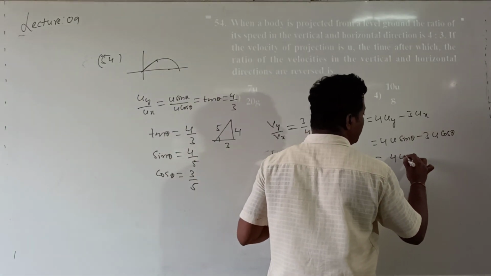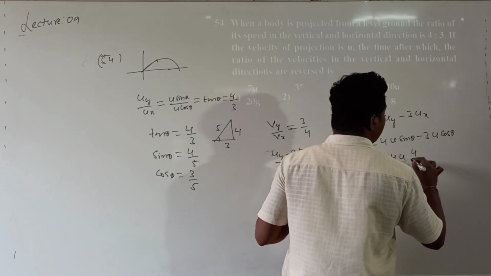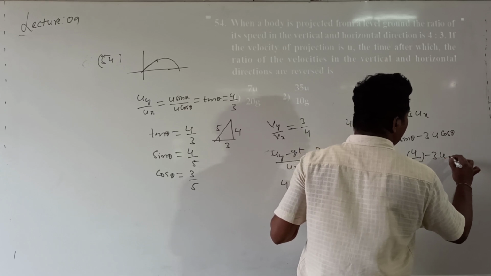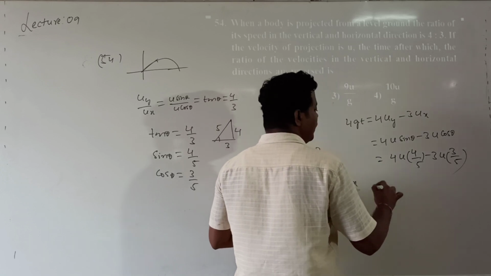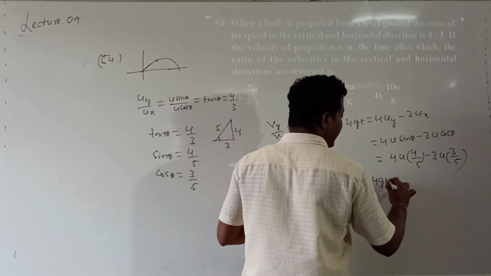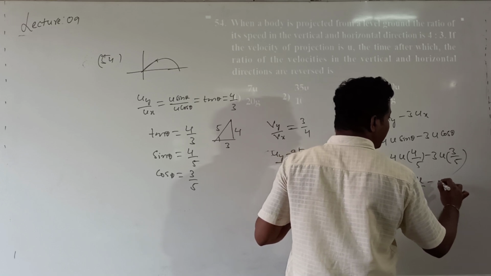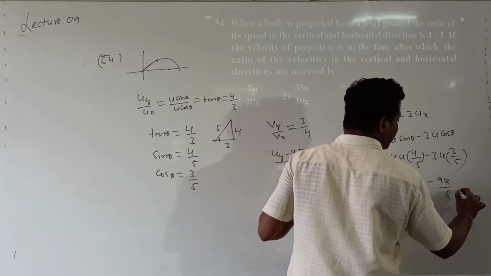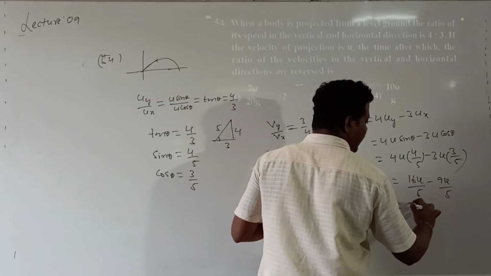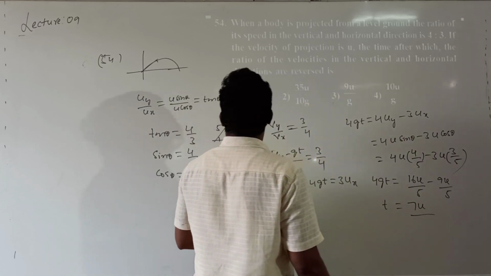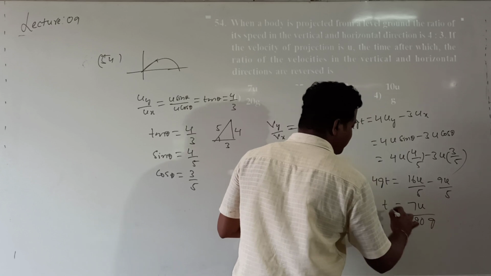This is 4 into u, sin theta value is given by 4 divided by 5, minus 3 into u, cos theta value given by 3 divided by 5. Then what will I get? 4 into g into t will be equal to 16 into u by 5 minus 9 into u by 5. Correct? Then the answer for t is equal to 16 minus 9, 7 into u by, 4 into 5 is 20 into g.